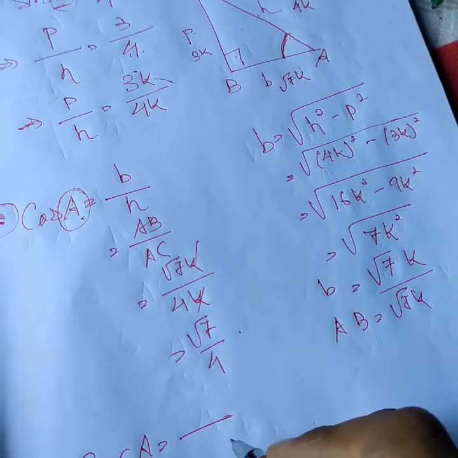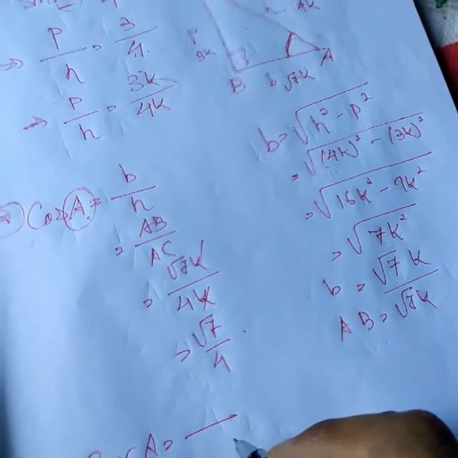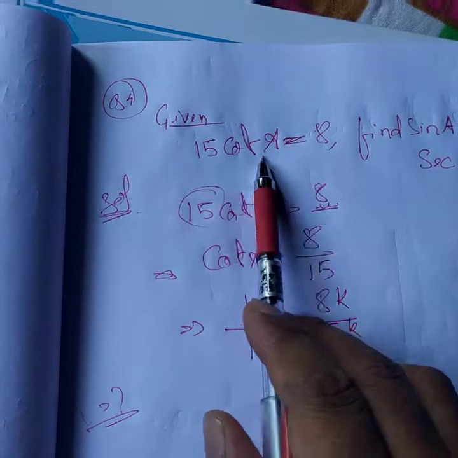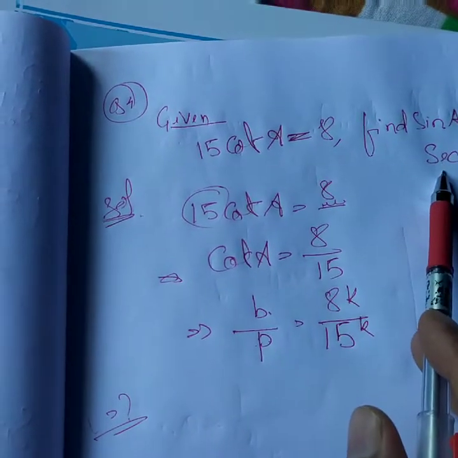Now sec A you can find by yourself. What is the formula of sec A? You can go to the introduction video to find out. Question number 4, what is given there? 15 cot A equals 8. Find sine A and sec A.